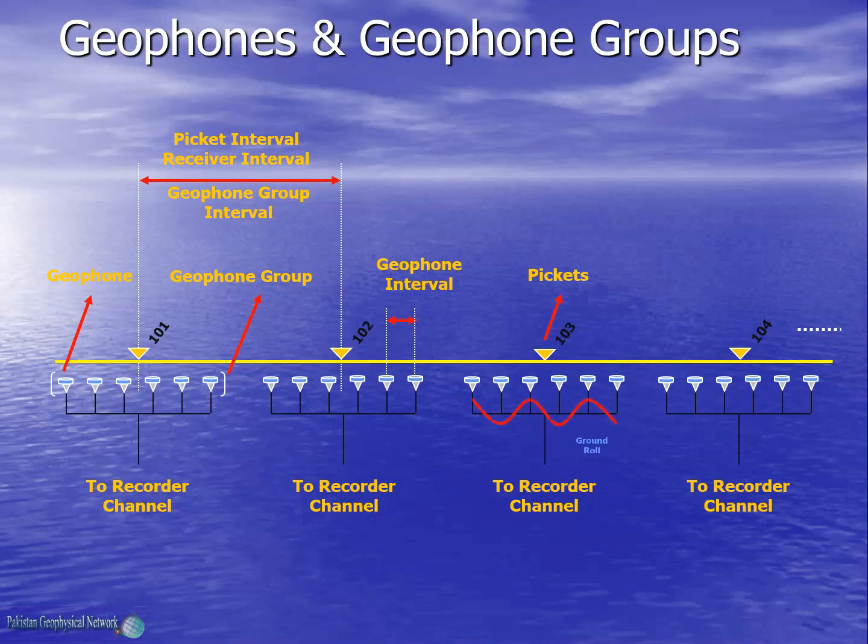Now let's consider the ground roll, which is a coherent noise and therefore has a wavelength. Now the geophone interval is set to half the wavelength of ground roll. In this way, half the number of geophones in the group will pick the peak of ground roll, while half of them will pick the trough of the ground roll. And therefore ground roll will have a destructive interference and will cancel out.